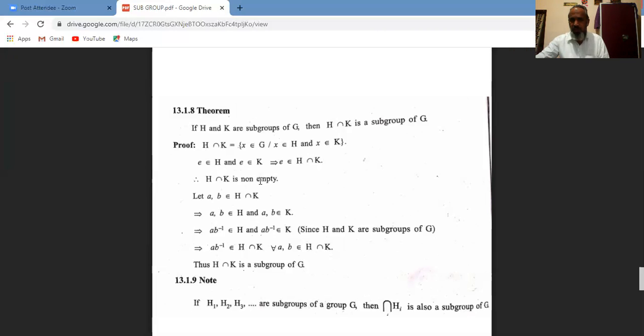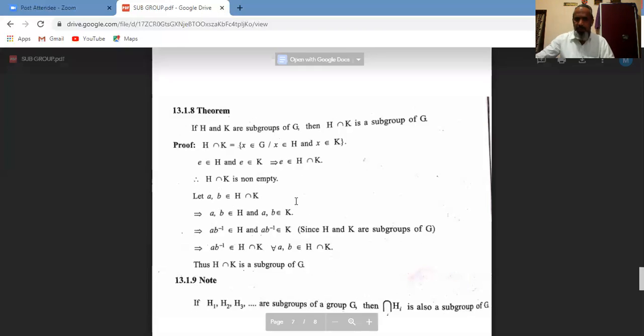So H intersection K is a non-empty set. Now we have to prove that H intersection K is a subgroup of G. A non-empty set H is said to be a subgroup of G if, by the first theorem, a, b belongs to H implies a b inverse belongs to H. So the same theorem we are applying here.